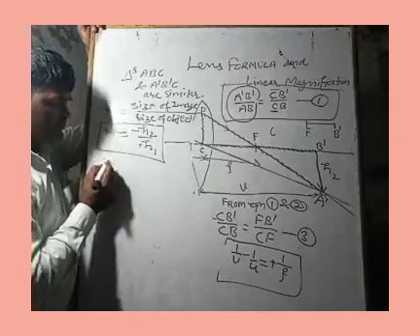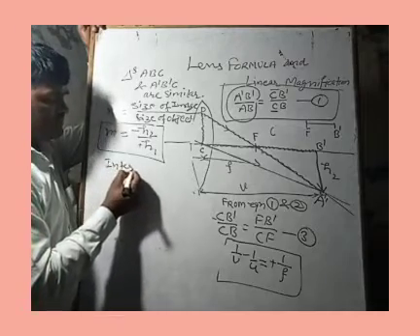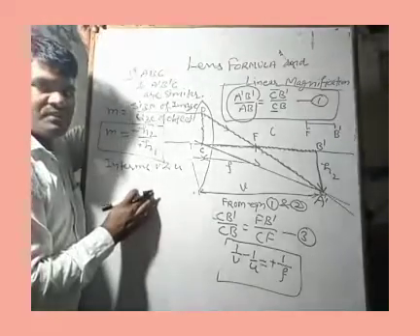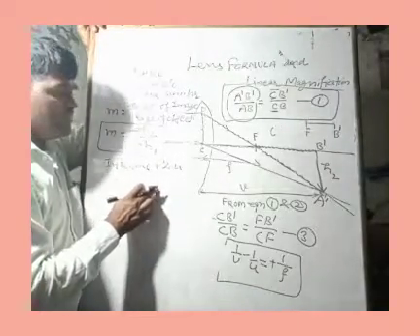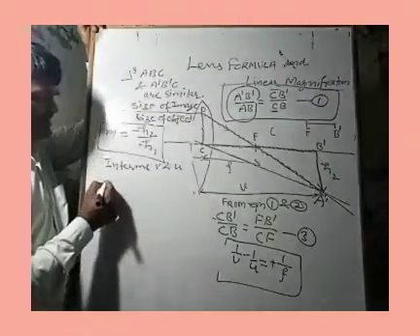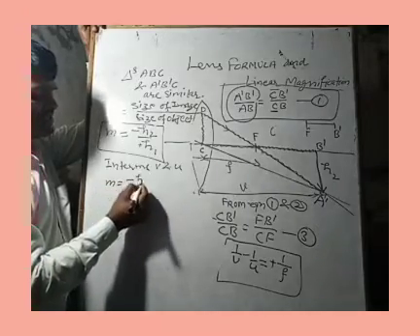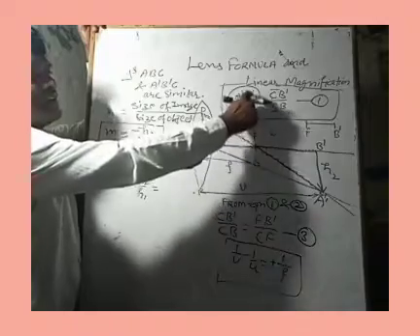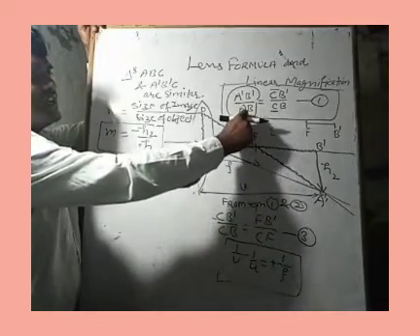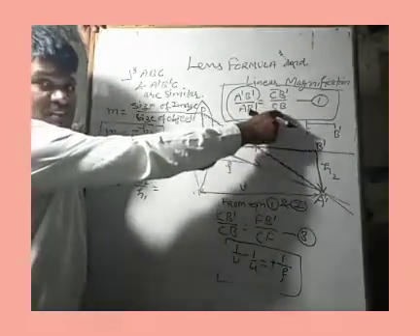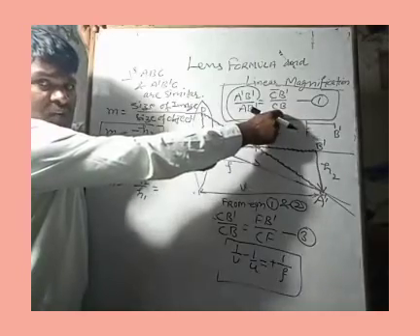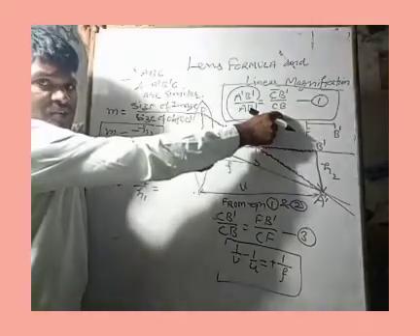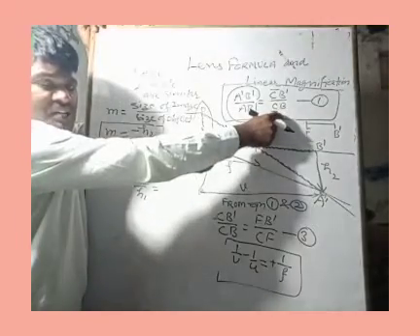In terms of V and U, that is the distance of the image and the distance of the object, once again M can be written as minus h2 by h1. From equation 1, A dash B dash divided by AB was equal to CB dash by CB. From this formula only, for that I have derived this formula, so that you can understand the linear magnification.